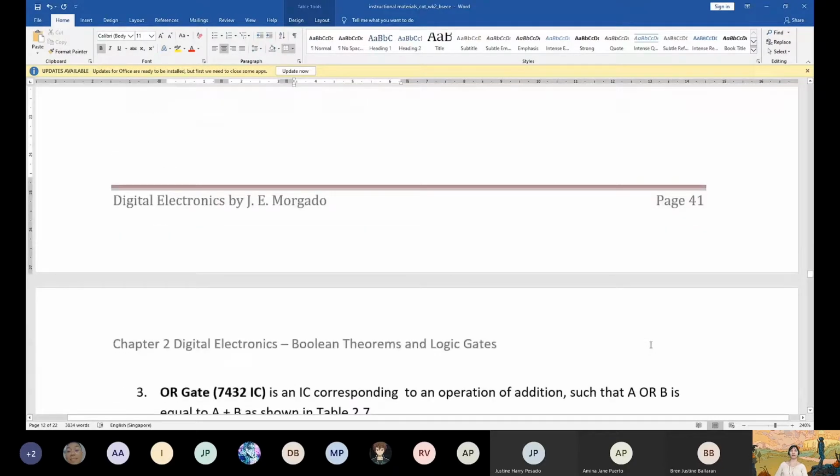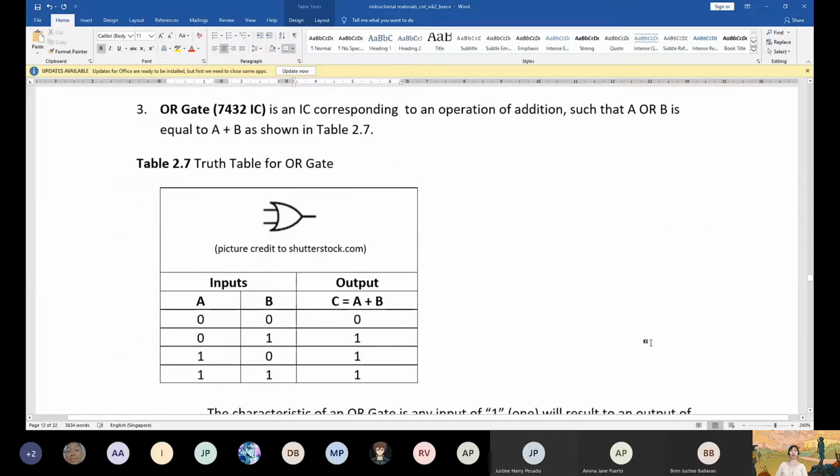And then we have the OR gate. The OR gate is signified by plus.